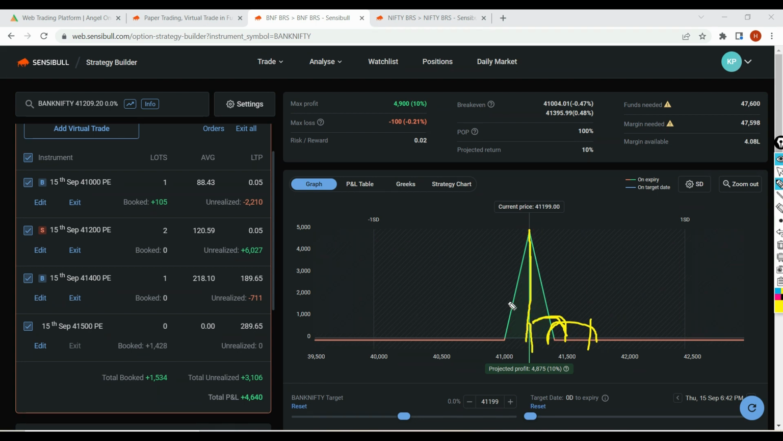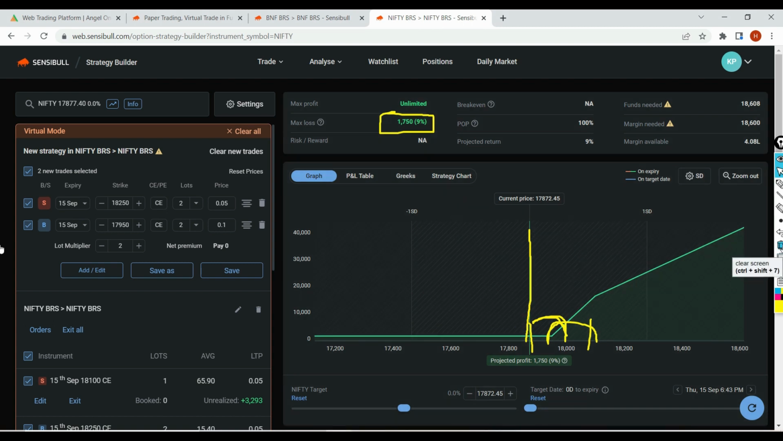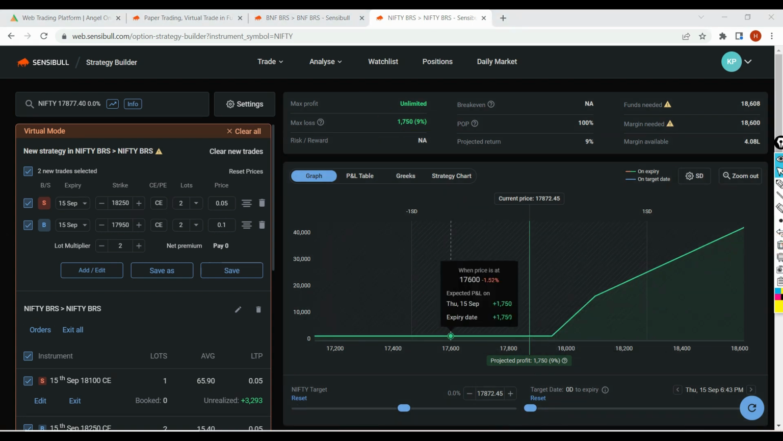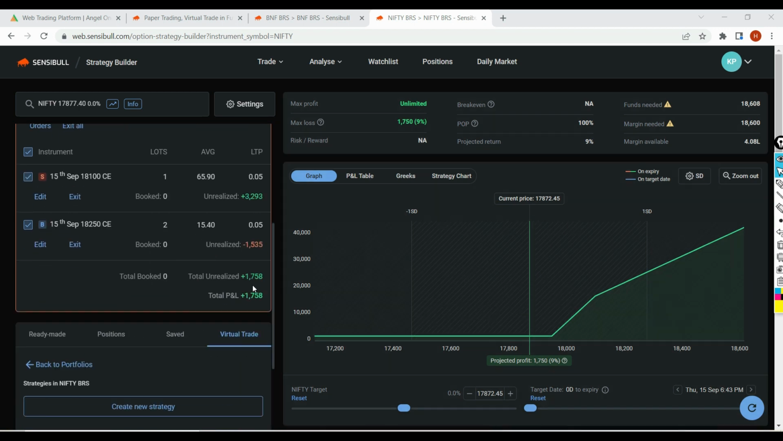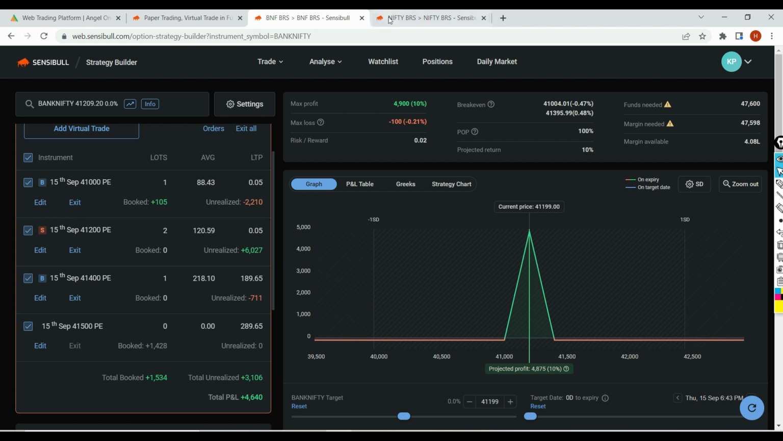The only reason why I did not square off the trade is that at max I'll have only 100 rupees loss. Point number one. And what did I say? This was my contra trade, the other Nifty was my contra trade. Already I got 10% profit in my Nifty. I'm okay to lose this 100 rupees.